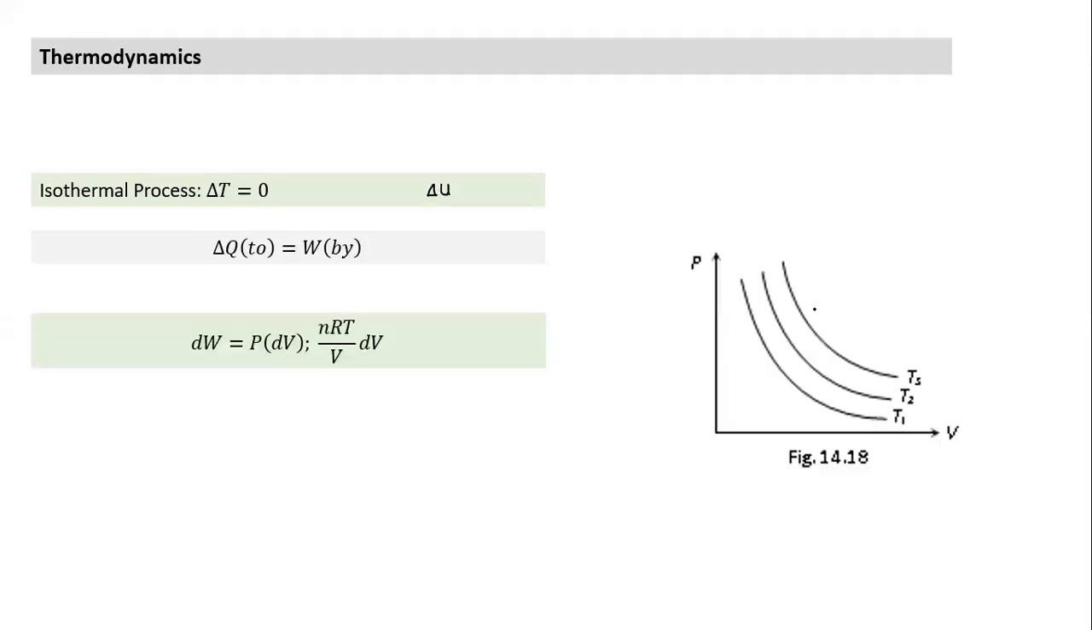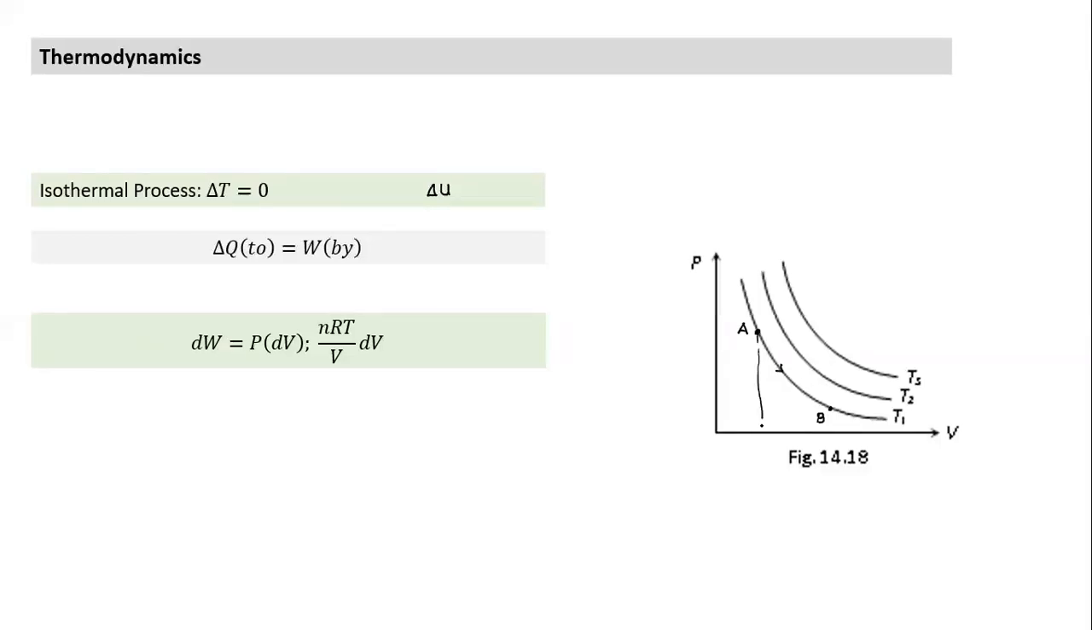Okay, and what will the work done be? Suppose we move from point A to B. So what is the process if I move from A to B? Is it expansion or contraction? In this case, volume is increasing. It's a case of expansion. So this is isothermal expansion. And what will be the work done here?